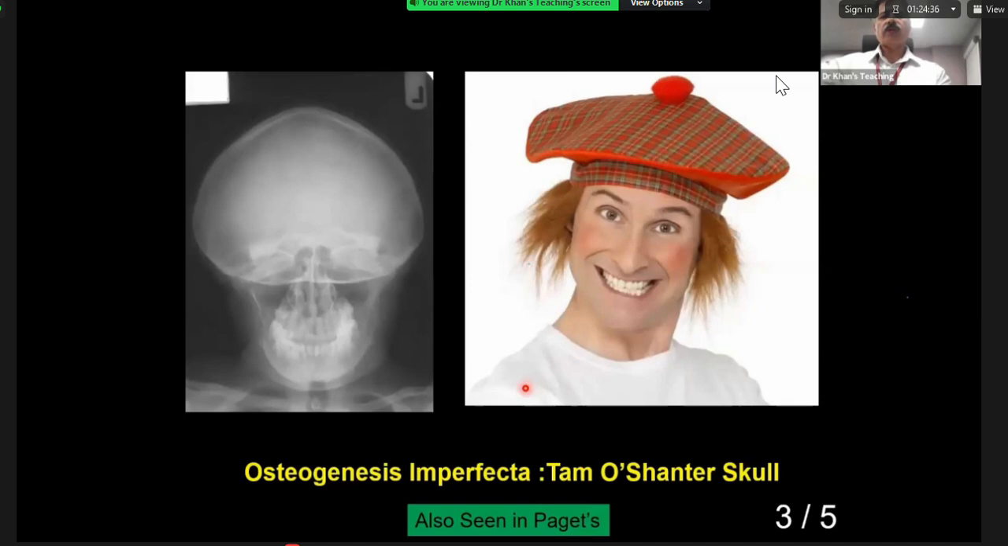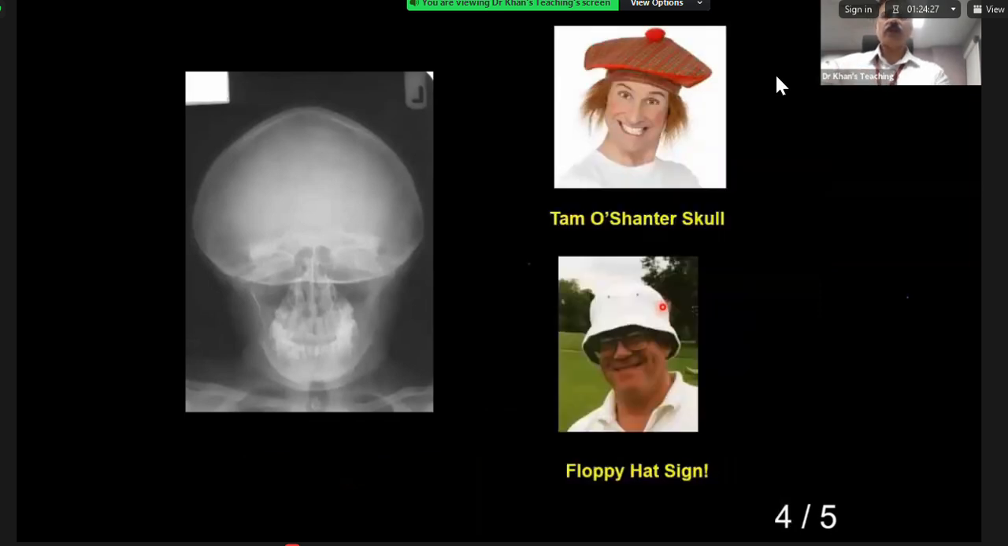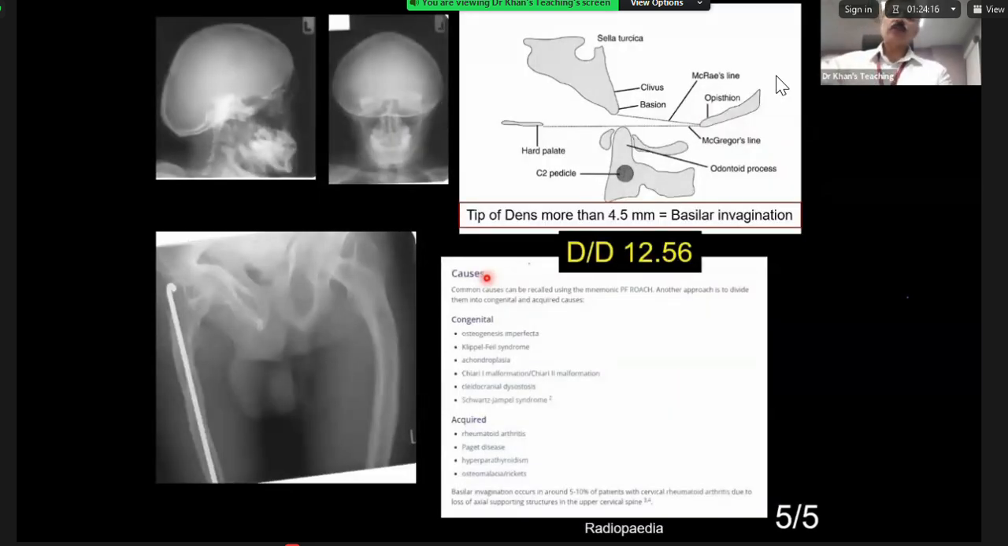In the literature, this is the Tam-o'-Shanter skull, this is that cap. Also in the literature, you will see this word, floppy hat sign, for this. Let me explain what is happening. First of all, look here. This is C1, this is the dens of C2, this is the foramen magnum, and this is the clivus.